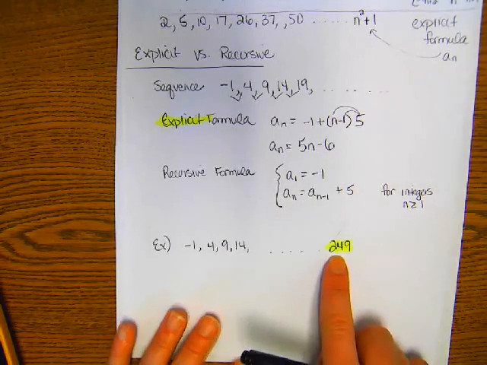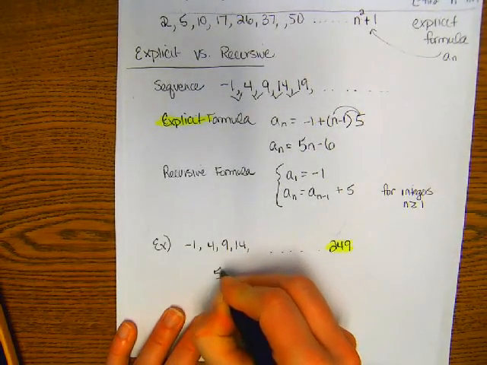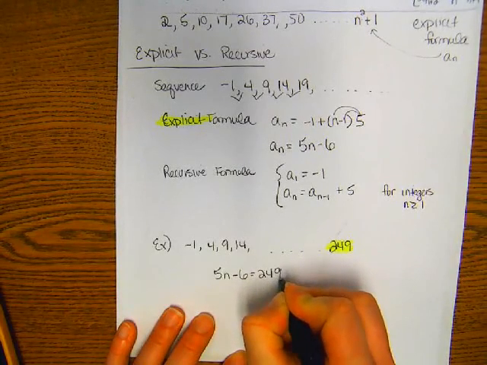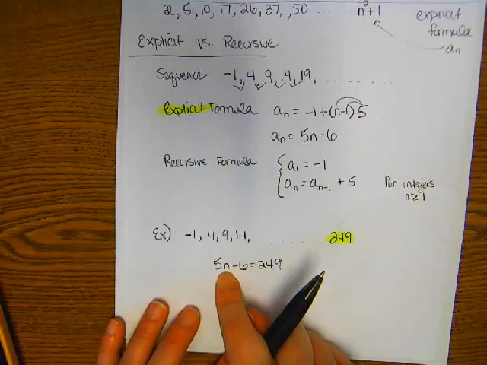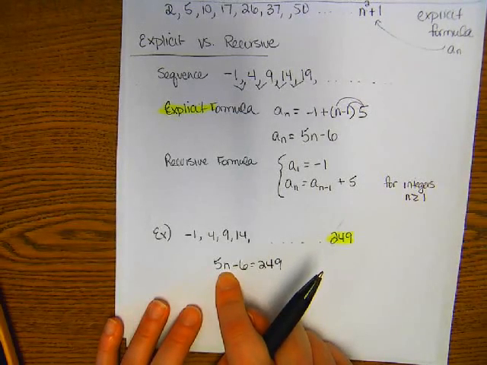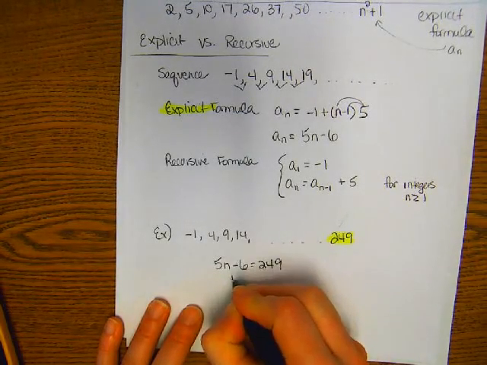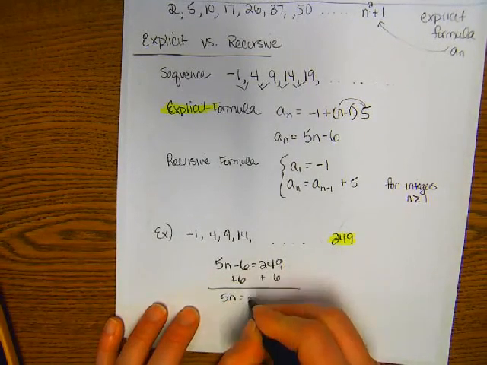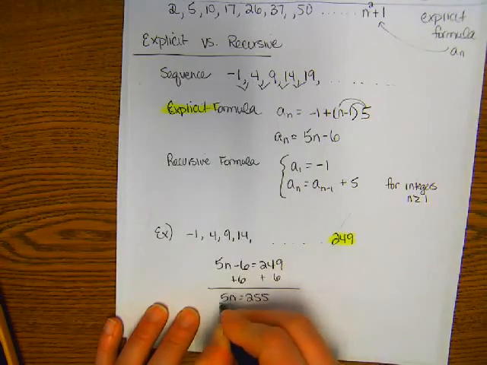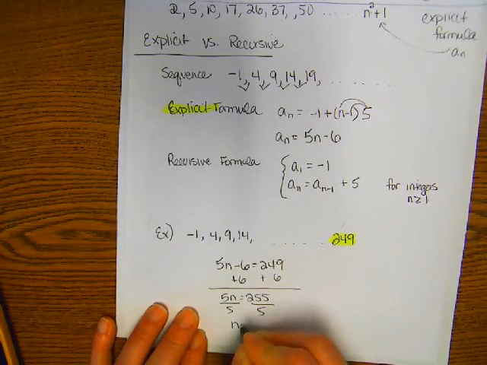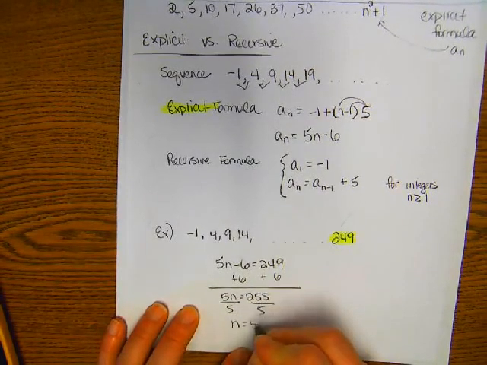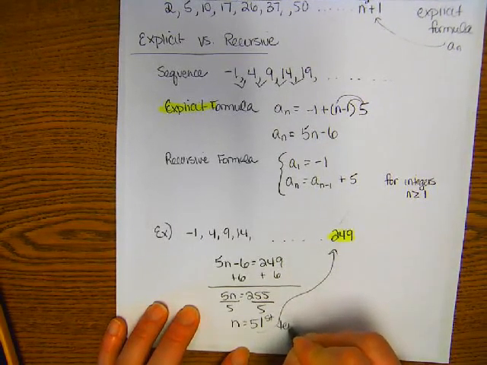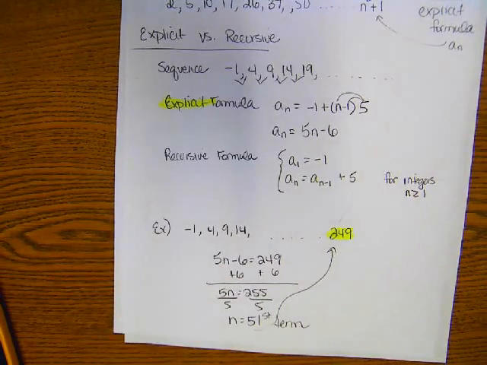So if I wanted to find what term this was, I would say, well, I know the formula is 5n minus 6. I know the term is 249. Let's figure out what n is. n would be what term we're on. So we would solve that equation. We'd add 6, right? What is it? 51. So then we would know this is the 51st term. That's what that tells you. Okay. Good.